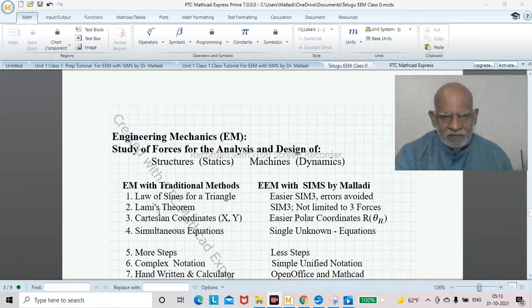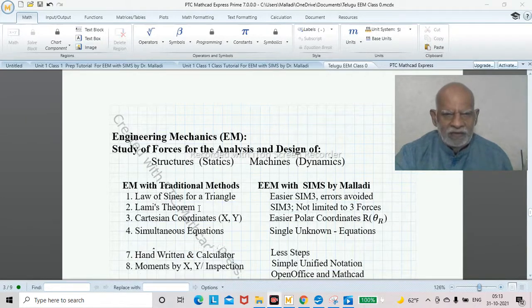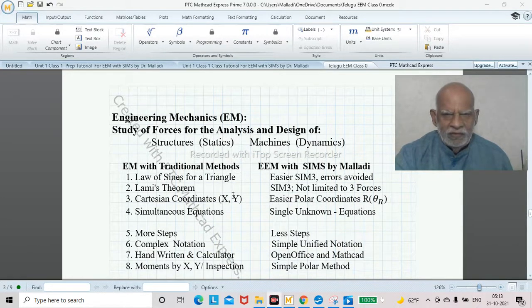And Lami's theorem, which is another form of the law of sines, and we use symmetry. The advantage of symmetry is that it is not limited to 3 forces like it is in Lami's theorem. Many students make a lot of mistakes if they don't take the direction properly. They end up with negative magnitudes, etc. That's not so with symmetry.